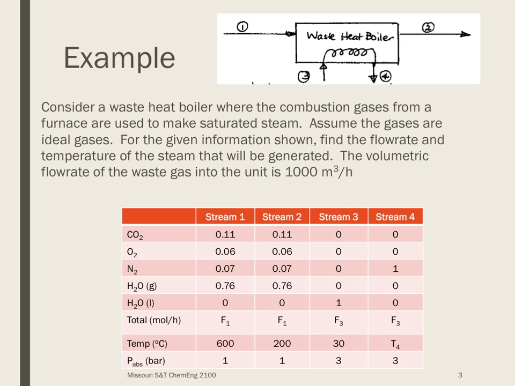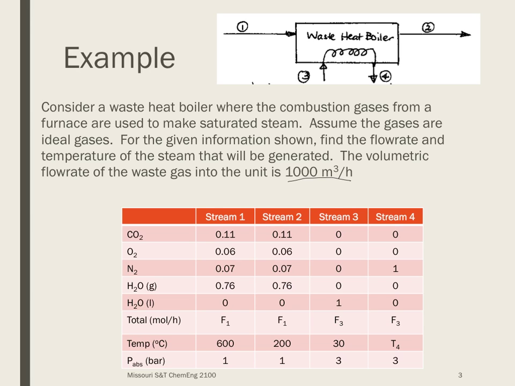For the information shown in this table down below, we want to find the flow rate and the temperature of the steam that would be generated. In this particular case, the volumetric flow rate of the waste gas into the unit is 1,000 cubic meters per hour. So we're going to be adding some of those topics that we did in Unit D, such as using volumetric flow rate, so that we can find these other things.